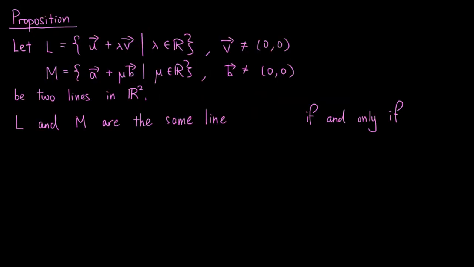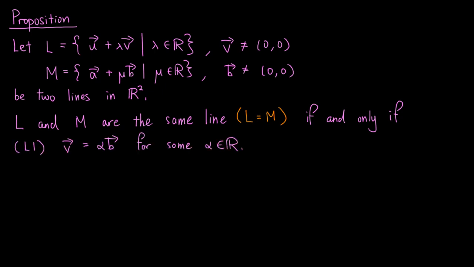Suppose we have two lines L and M, where L is u plus lambda v, where lambda is a real number, and v is not the zero vector, and M is a plus mu b, where mu is a real number, and b is not a zero vector. We know that L and M are the same line. In other words, L equals M, if and only if the following two conditions hold.